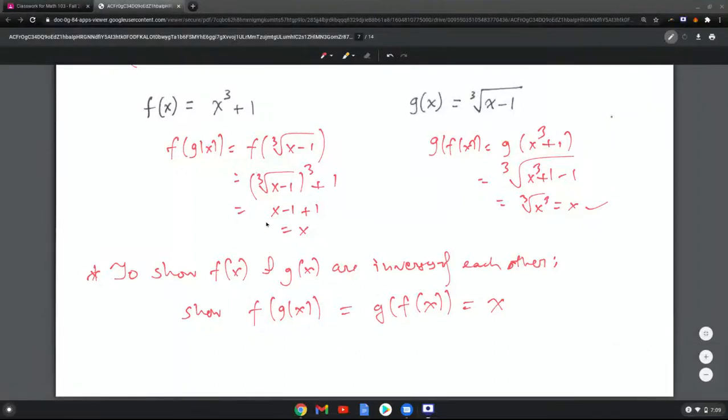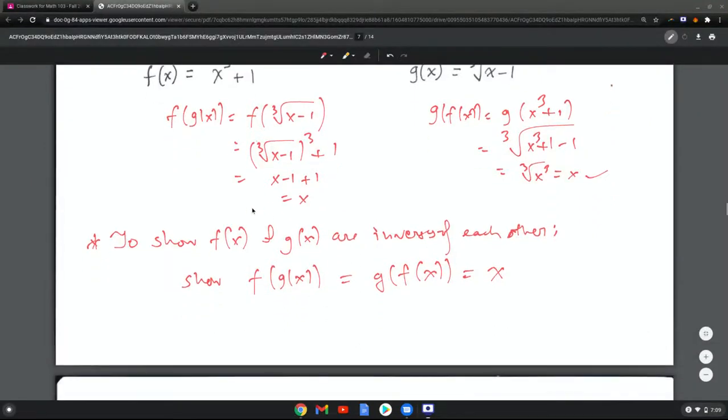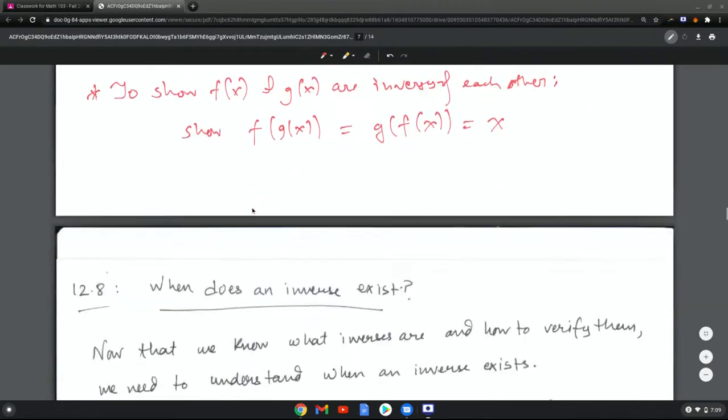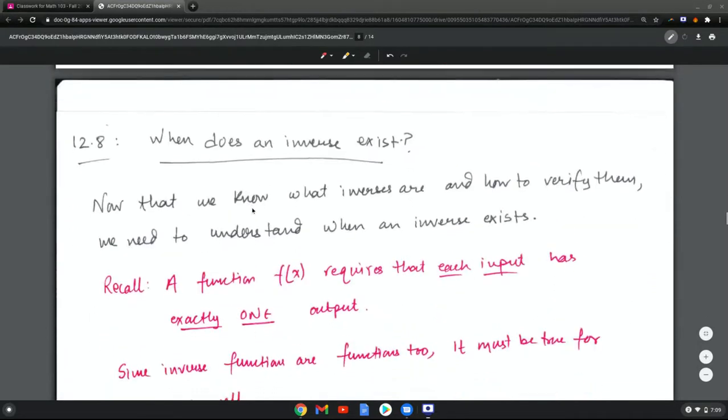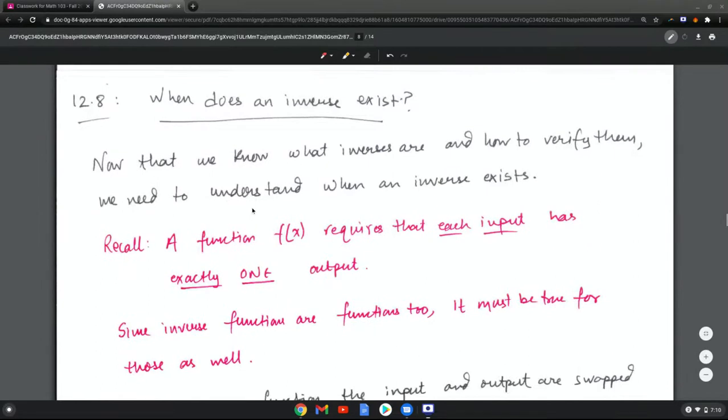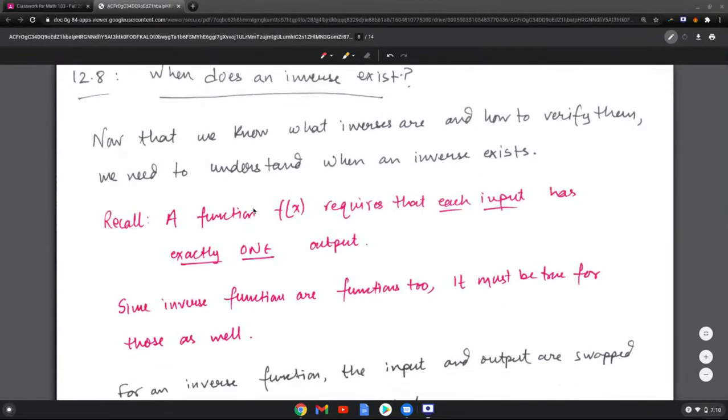Okay, so we have understood what an inverse function is. We also learned how to check if the given functions are inverses of each other. The next question to ask is, when does an inverse function exist? Now, note that a function, this is going back to week one, requires that each input has exactly one output.